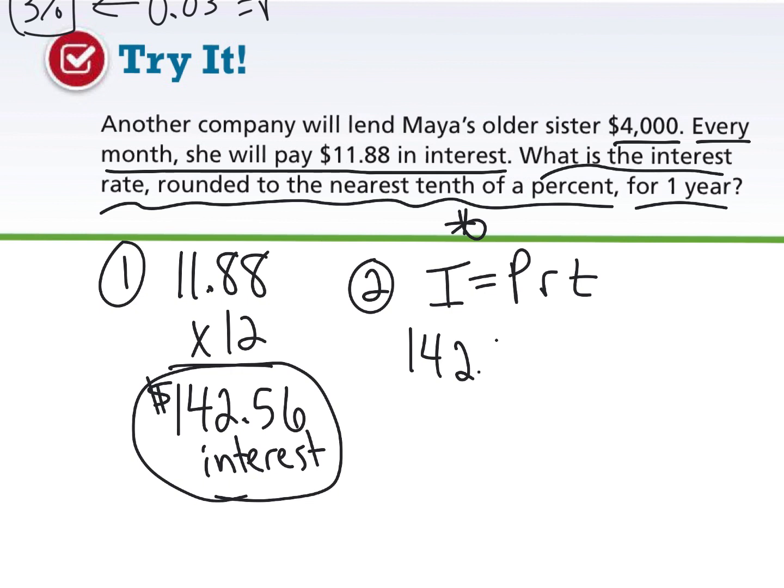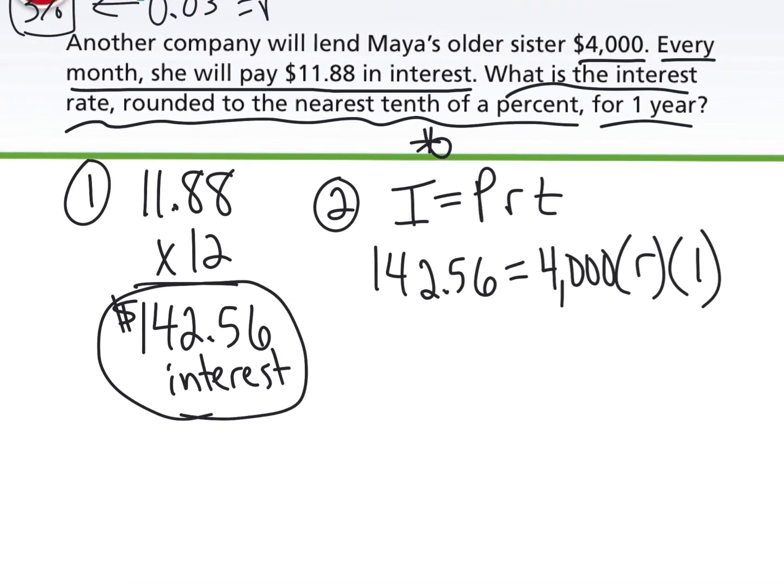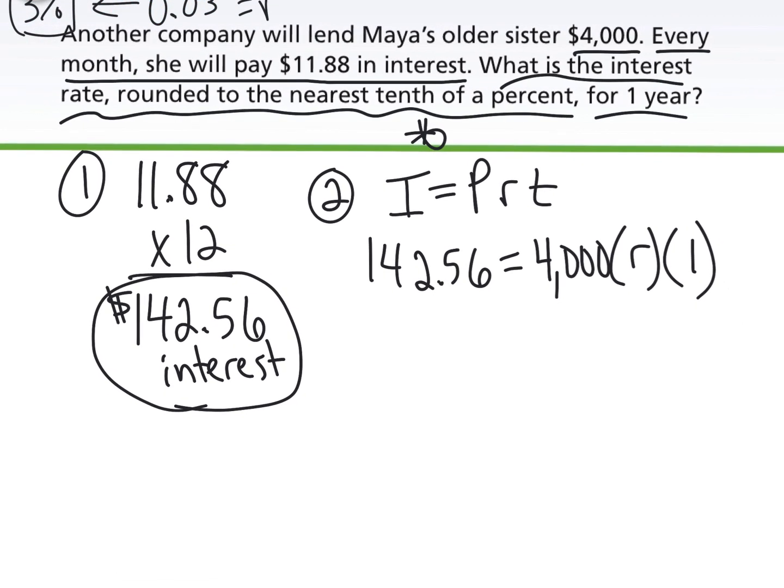So we can substitute that in. That's the interest. The principal is the $4,000. The rate is what we're trying to find, and the time is 1 year. Based off of how the problem was worded, I'm thinking maybe this isn't going to come out very nicely, but we'll see what happens.